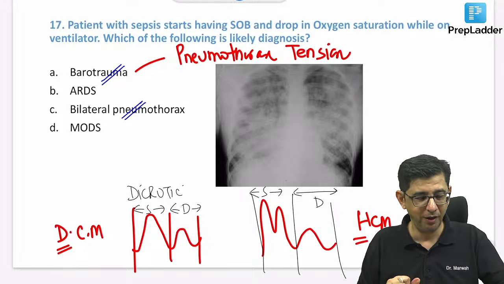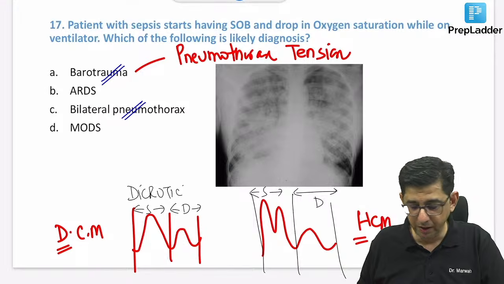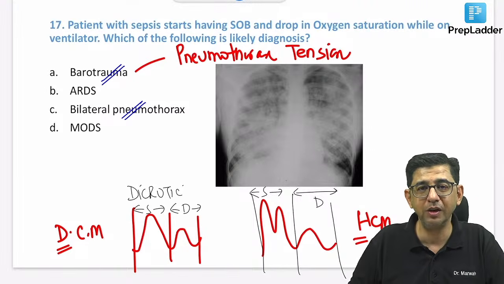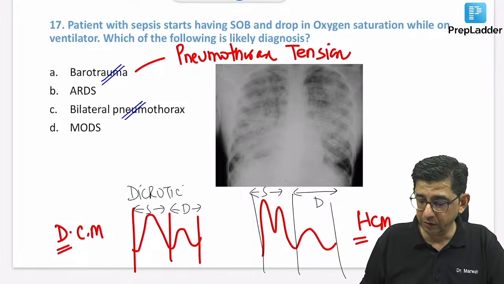What you have to pick up here is the X-ray is white because air is black, and obviously the X-ray is totally white. So the guy is going into acute respiratory distress syndrome. He is on a ventilator, na.